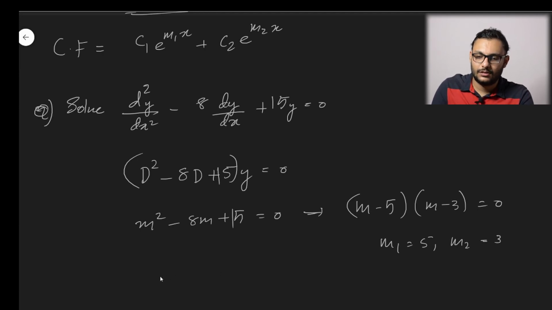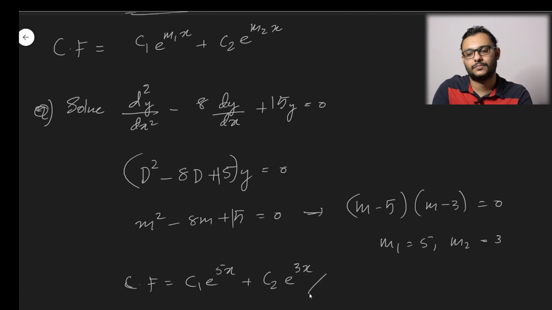Now we can give the solution: the complementary function is given by c1, the constant of integration, c1 into e raised to 5x plus c2 e raised to 3x. In this way we can find the complementary function of any homogeneous differential equation whose roots of the auxiliary equation are distinct and real.